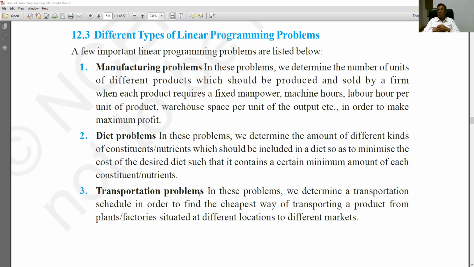And the first is manufacturing problem, means if you want to determine the number of units of different products which should be produced and sold by a firm, when each product requires a fixed manpower, machine hours, labor hours per unit product, warehouse space per unit of output, etc. In that circumstance, that problem will come under the category of manufacturing problems.